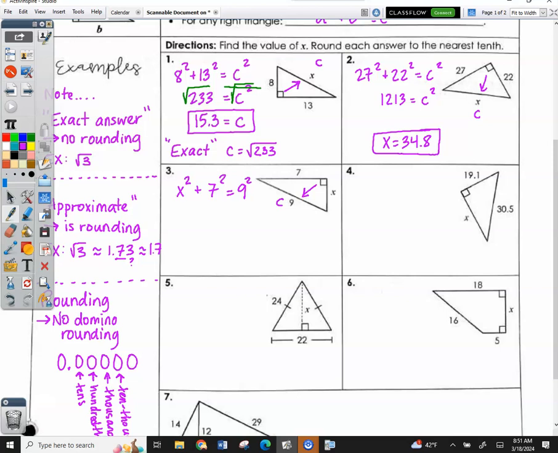Two ways to do this. Figure out which way your mind lies. You can go ahead and square these numbers. You've got x squared plus 49 equals 81. Then you can subtract the 49, right? Subtract it to over here. And we got x squared equals 32.